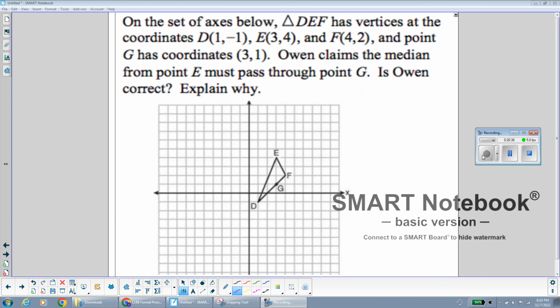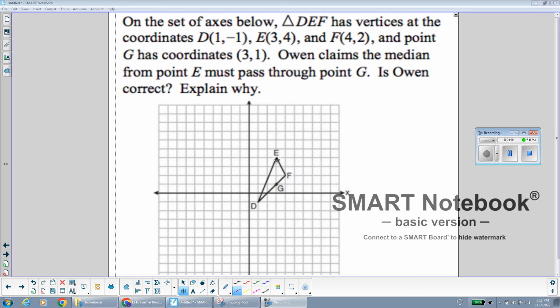Please take a second and pause the video and read the question. The question is saying that Owen says the median from point E must pass through point G. And we need to verify if Owen is correct and explain why or why not. So we need to remember what a median is. A median is a segment in a triangle that connects a midpoint to an opposite vertex.